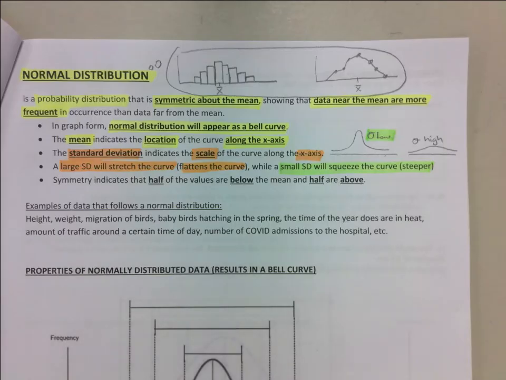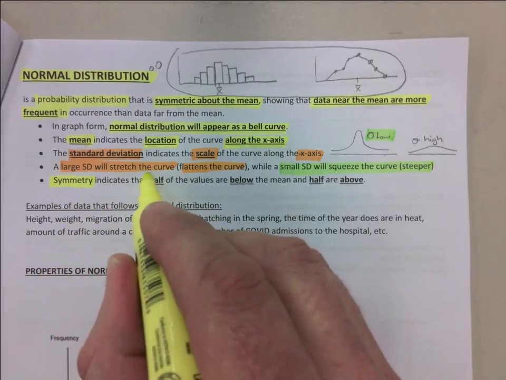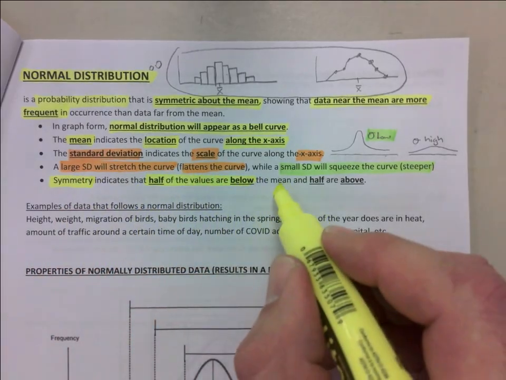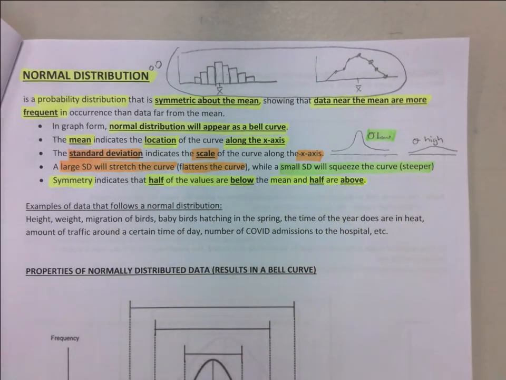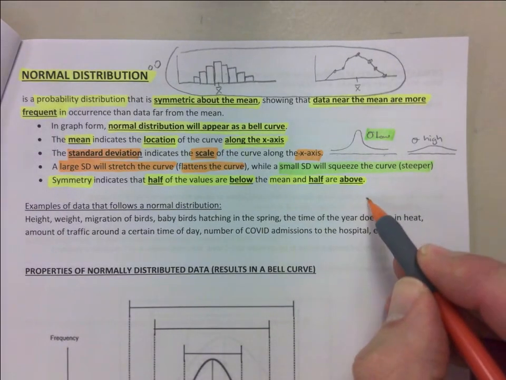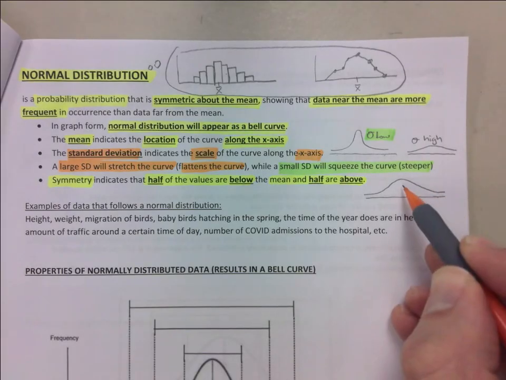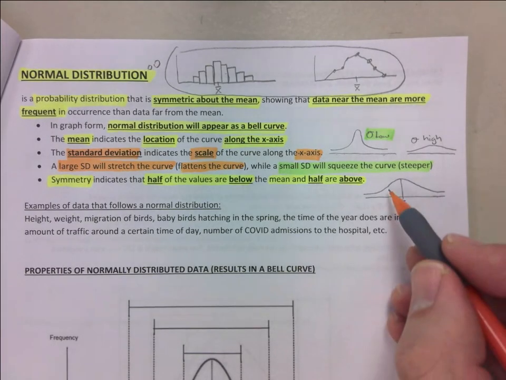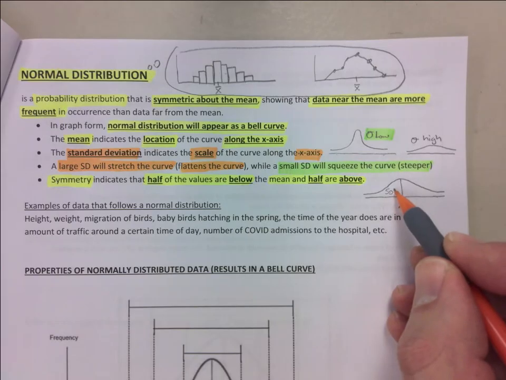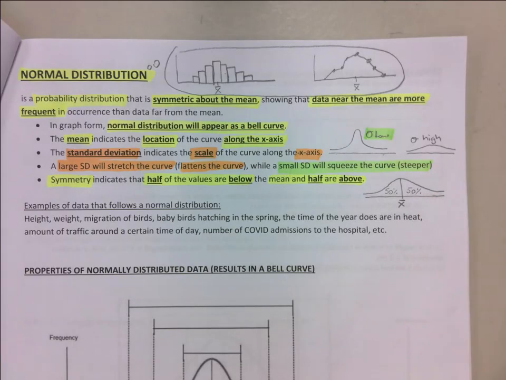Symmetry, what does that tell us? Symmetry tells us that half of the values are below the mean, right, and half of them are above it. So in a sense, here it is one more time, the bell curve: if the center is where your mean is, then the likelihood that data is below it is 50%, and the likelihood that any data that you're looking at is above it is 50%.